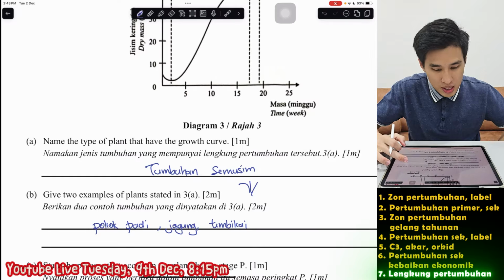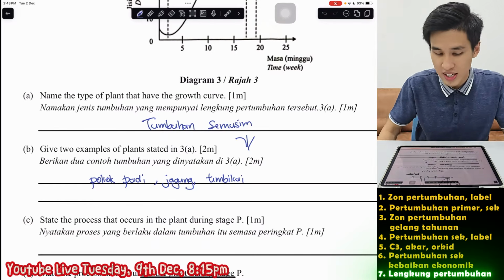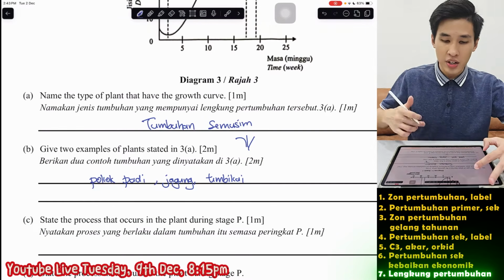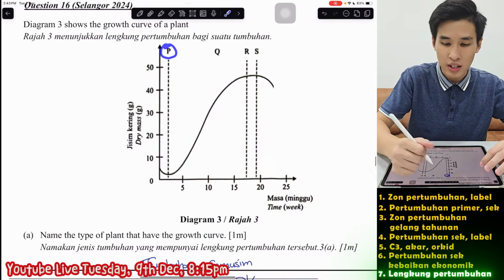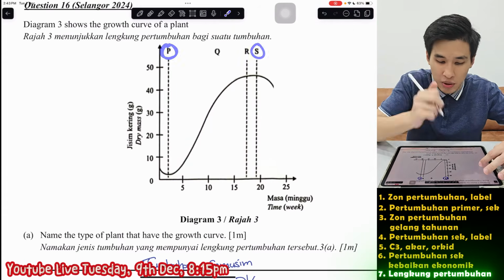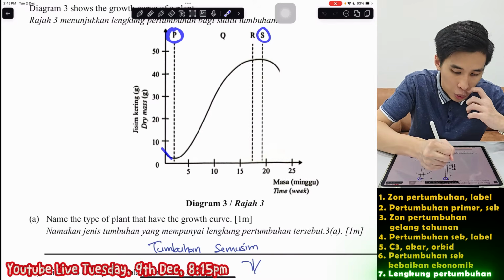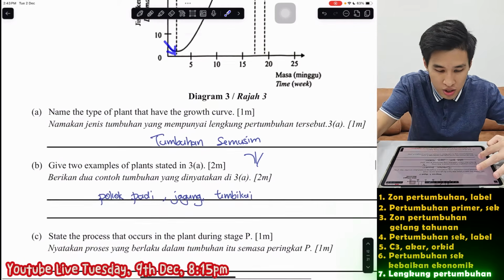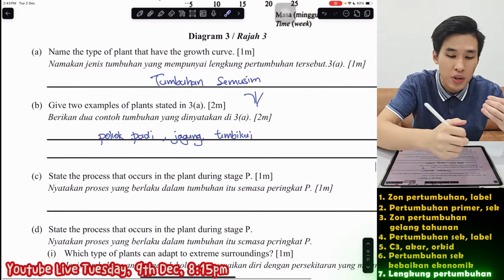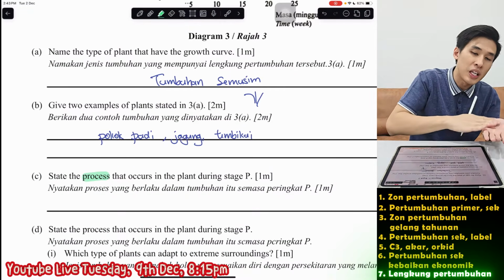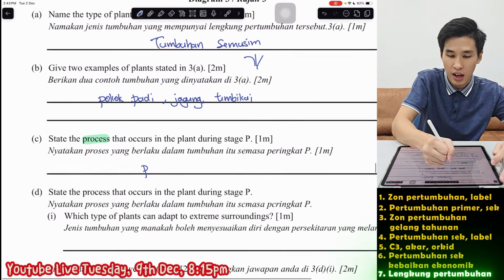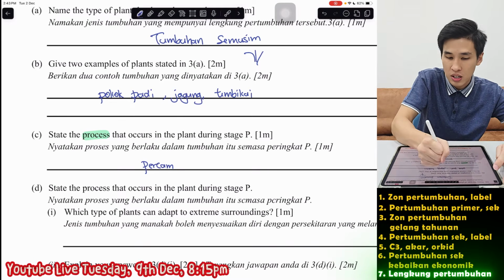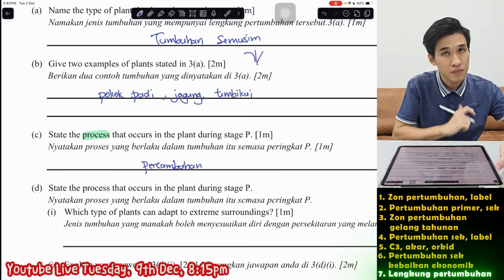Okay. Proses yang berlaku dalam tumbuhan semasa peringkat P. So peringkat P is the first peringkat. So the first and last one they like to ask a lot. So you can see semasa peringkat pertama, jisim dia menurun. Why? Okay, this question they don't want you to explain so much. They just want the process. So proses apa yang menyebabkan jisim menurun is sebab dia sedang menjalani percambahan. 它在发芽, they are germinating from the seeds.